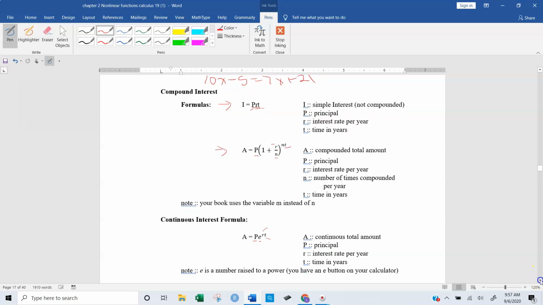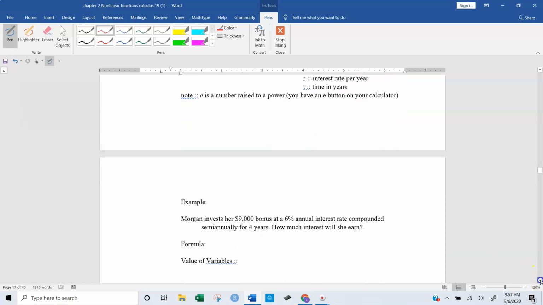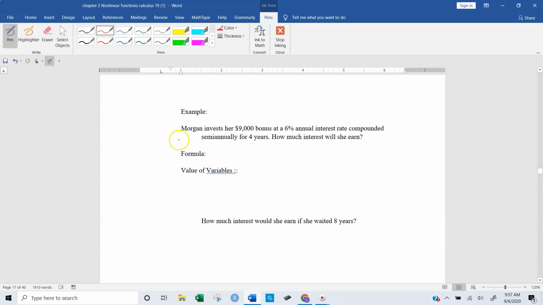Okay, let's see how to use these things. Here we go. We're going to invest $9,000. So that's my principal. I need to write that down. So principal equals $9,000, at a 6% interest rate. So I know my R is 0.06, I'm going to put it in decimal form already. Compounded semi-annually. Compounded, so that's N. Semi-annually means 2, and for 4 years.